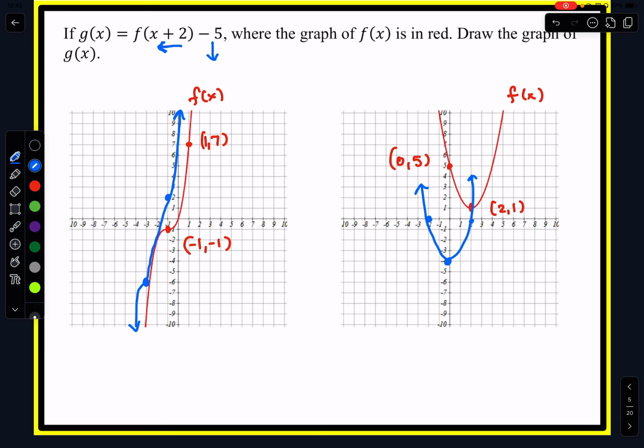So that's how you do a transformation that combines both a horizontal and vertical translation.